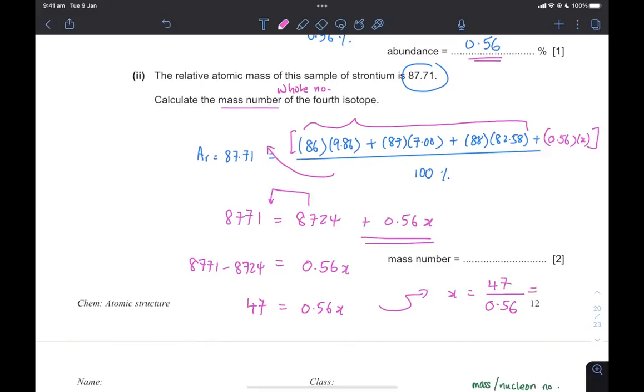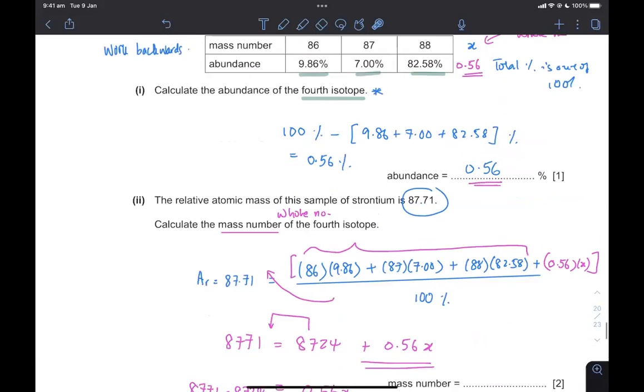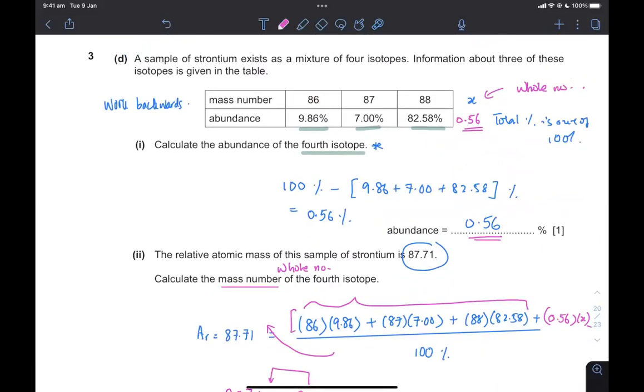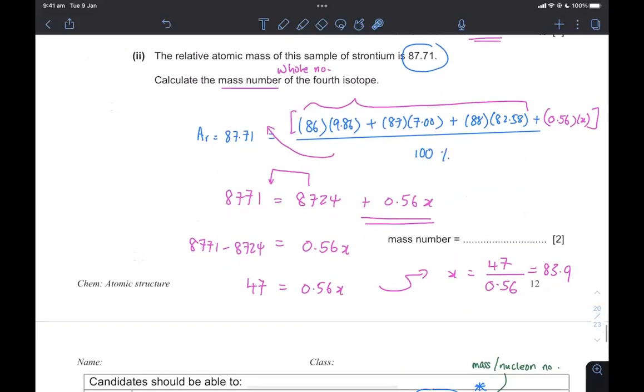I get 83.9. Remember what I said? Mass number is basically your nucleon number. It has to be a whole number. It's not your average mass, it's your whole number, the total number of protons plus the total number of neutrons. What you get then is 83.9, so you have to round it up to 84.